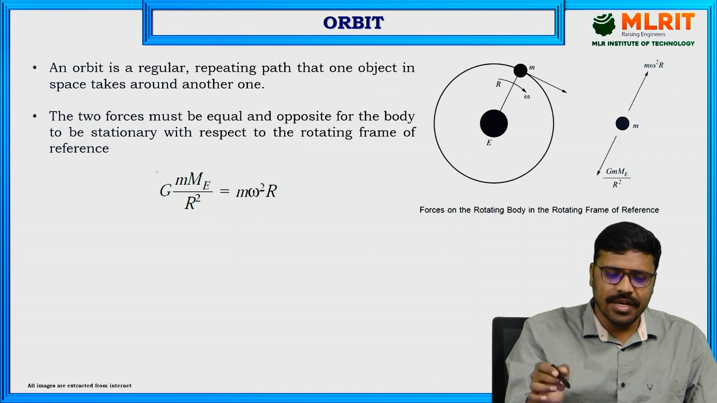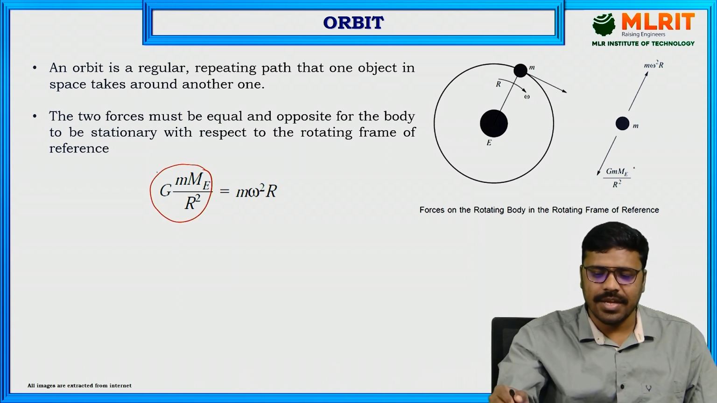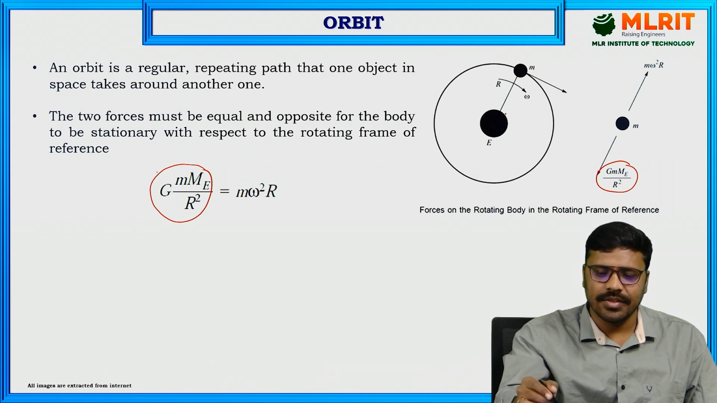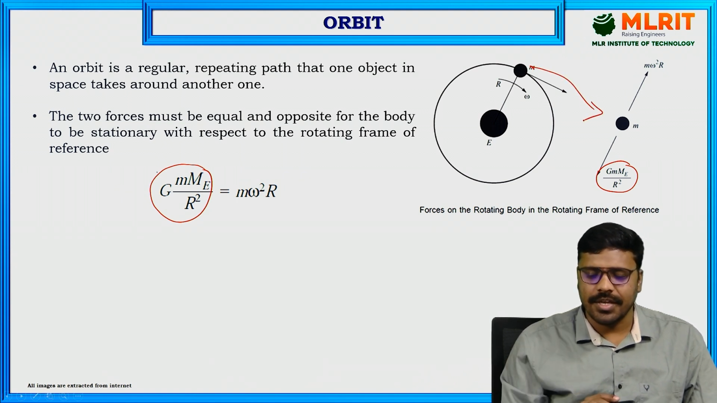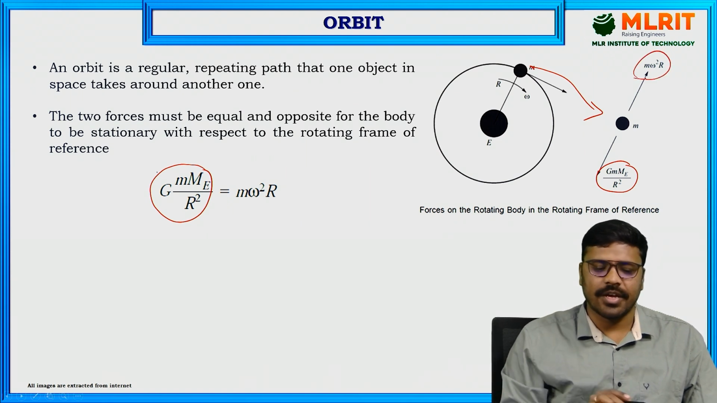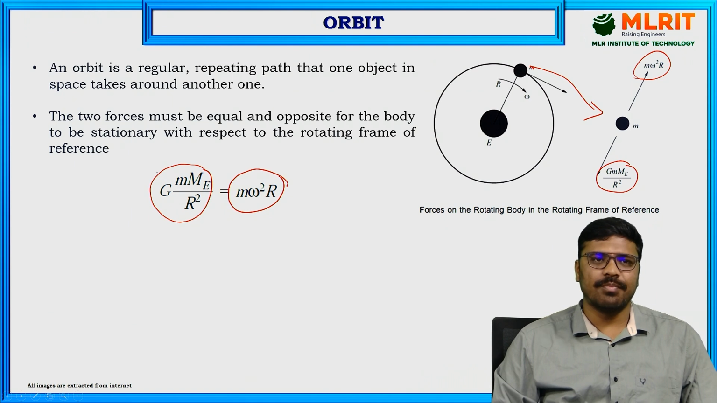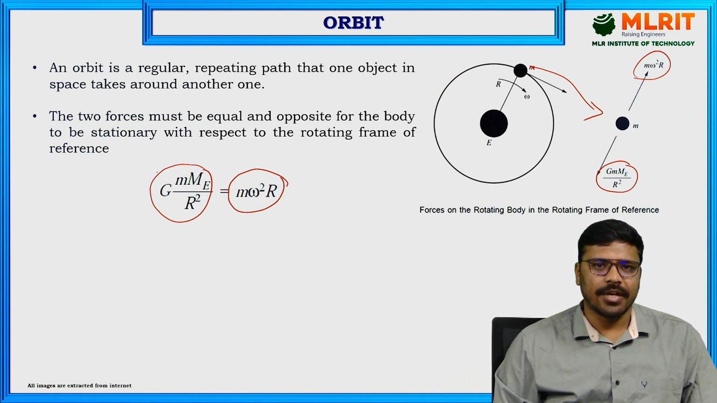So if you see here, capital G into M_e m by r square is the centripetal force acting toward the center. The same body I am considering here. And the centrifugal force is m omega square r. So this is the basic condition for any object to rotate or move in a particular orbit.